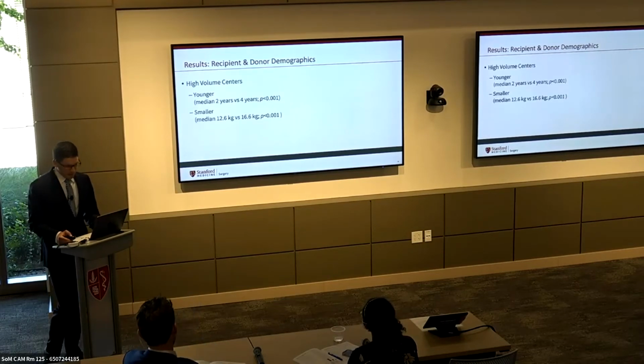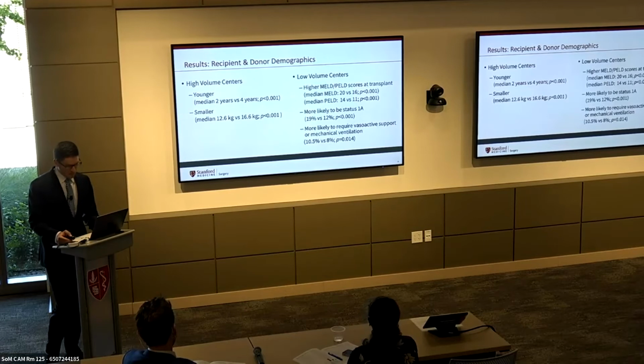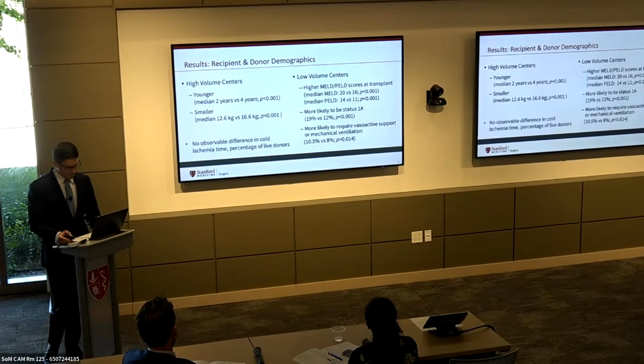Patients transplanted at high volume centers were younger and weighed less than patients at low volume centers, while patients at low volume centers were transplanted at higher MELD and PELD scores, were more likely to be listed as status 1A, and were more likely to require vasoactive support or mechanical ventilation prior to transplant. We observed no difference in cold ischemia time or the percentage of live donors between these groups.